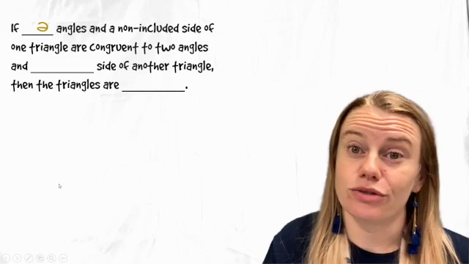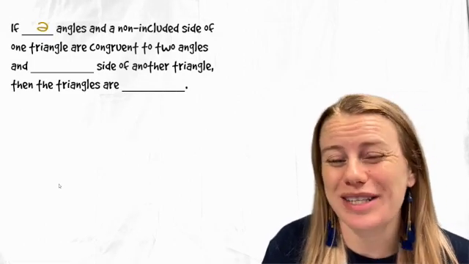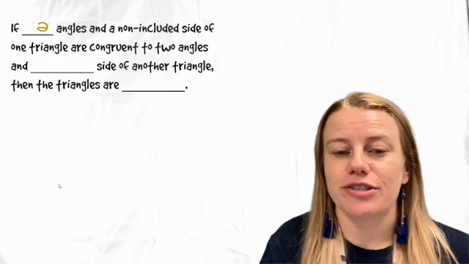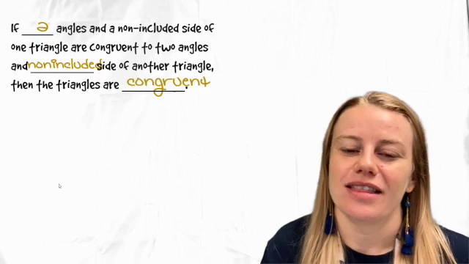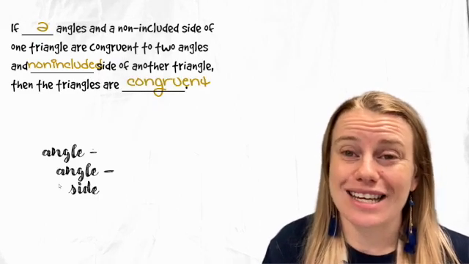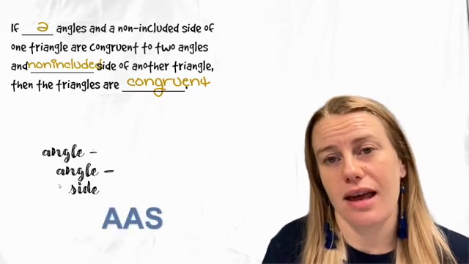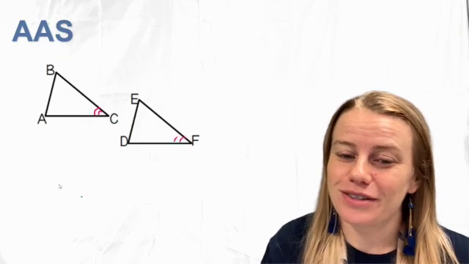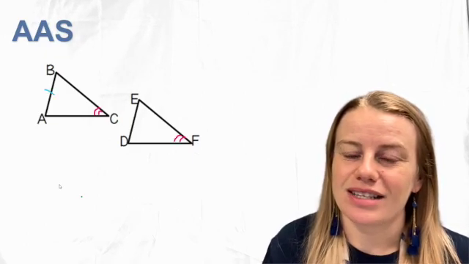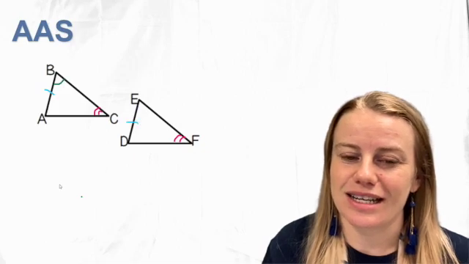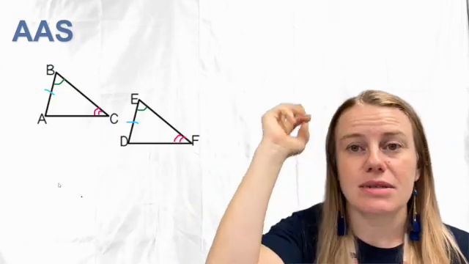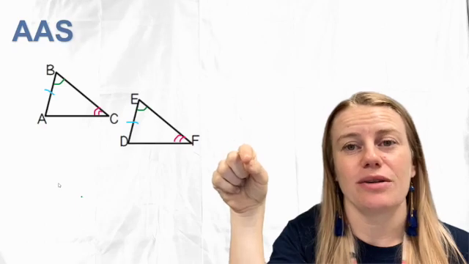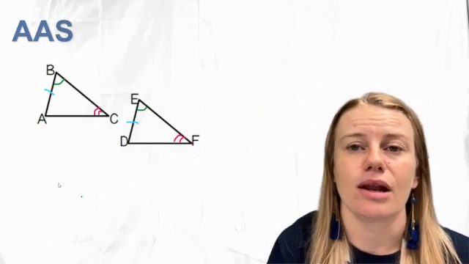Okay. If two angles and a non-included side of one triangle are congruent to two angles and a non-included side of another triangle, then those triangles are congruent. We call this angle-side-angle, AAS. So what does that mean? We've got an angle congruent to this angle. This side is congruent to this side, and this angle is congruent to this angle. So we've got angle, angle, side. This time the side's not in between the two angles, it's right outside, but they have to be going in order.